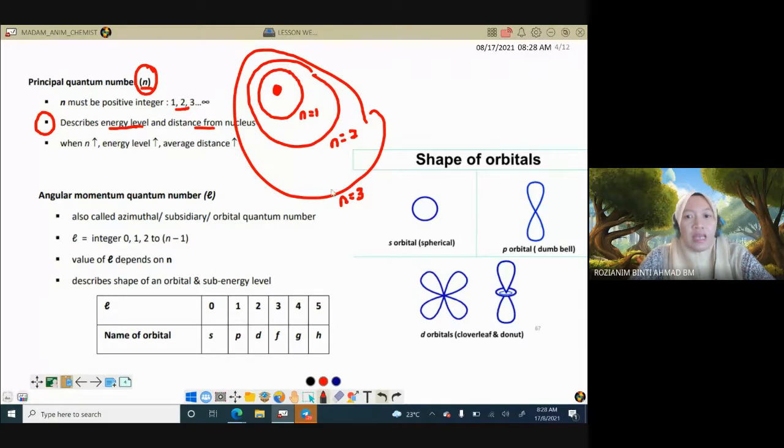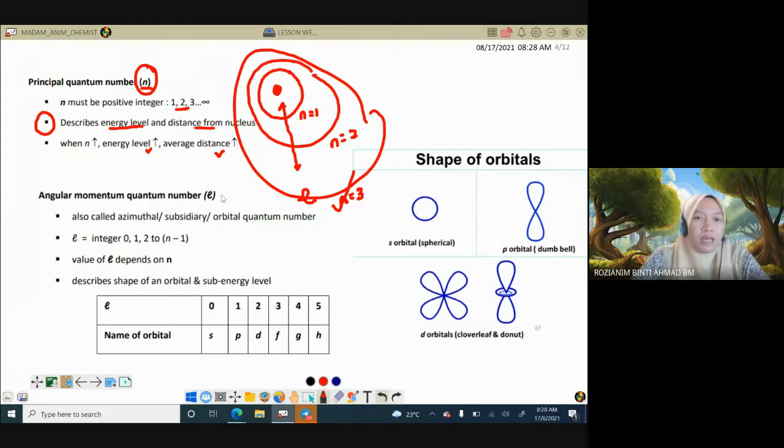Maksudnya, lagi tinggi nilai n, lagi tinggilah energy level, and we have the higher distance from the nucleus. So maksudnya kalau elektron tu berada di sini, so energy level dia tinggi dan the distance from the nucleus also larger. Itu adalah function for n.